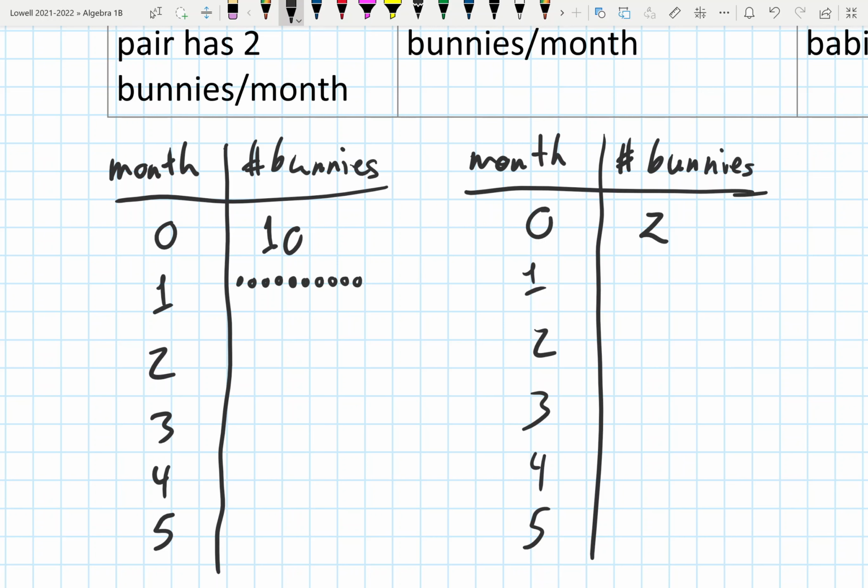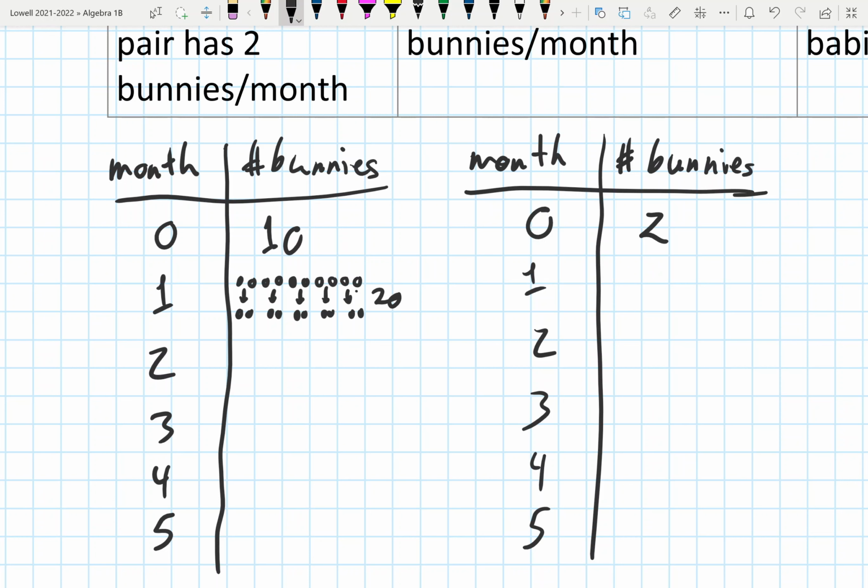Again, each pair has 2 babies. So this pair, 1, 2. This pair, 1, 2. This pair, 1, 2. This pair, 2. This pair, 2. So you can count them up. We should actually have 20.